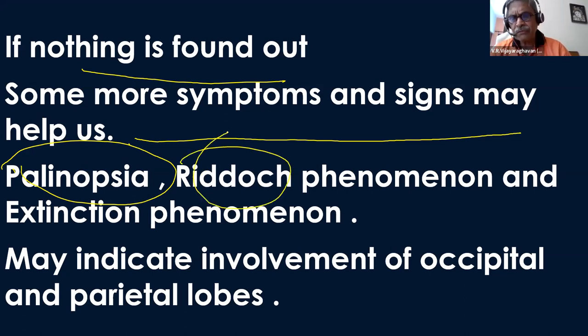Riddoch phenomenon. What is the Riddoch phenomenon? A moving object I can perceive, but a stationary bright light I am not able to. A moving object I can see, where a stationary object cannot be seen. Again, when I examine a person like this, if I find this, that means he has occipital lesions.